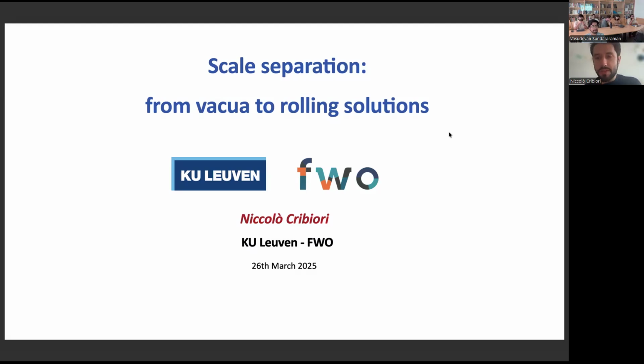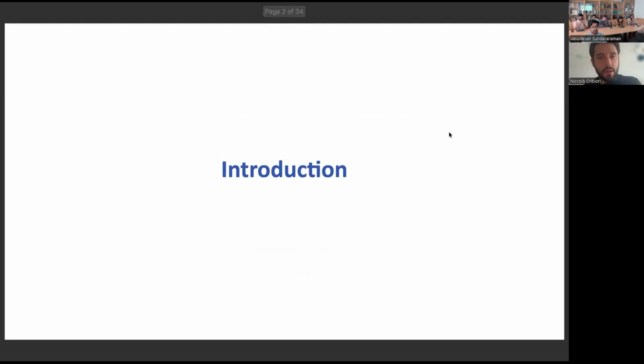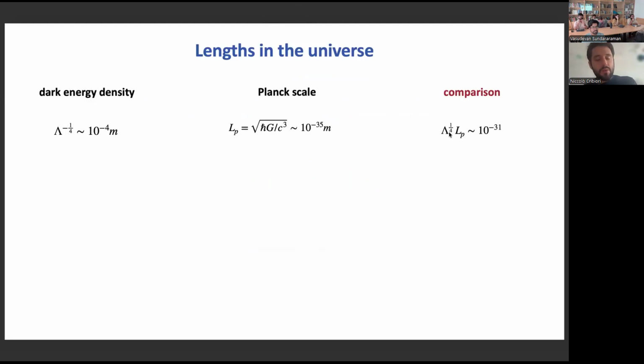Okay, so the problem is scale separation. And to understand this problem, I would like to start from really basic facts about our universe and the length scales we see in our universe. I will not be very precise with numbers, but for basically all of the talk, I will just work at the level of orders of magnitude.